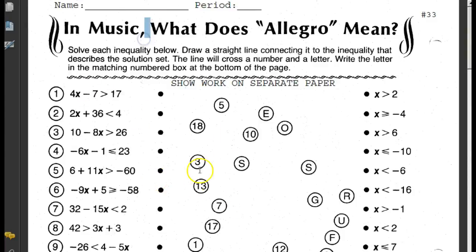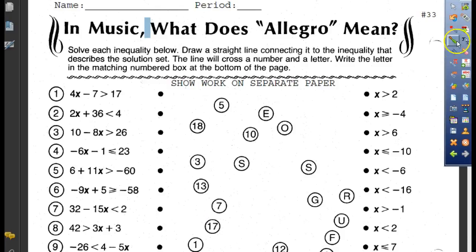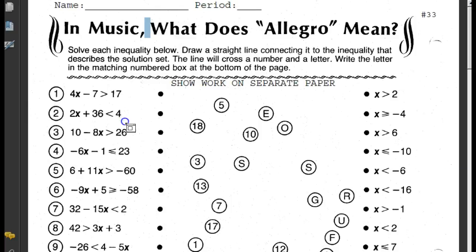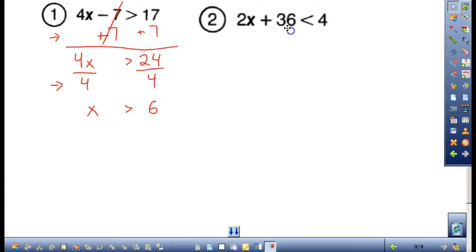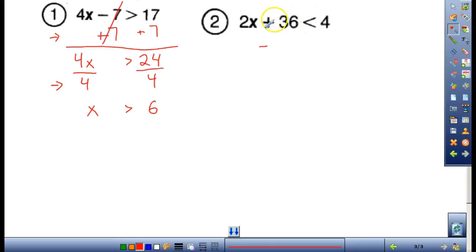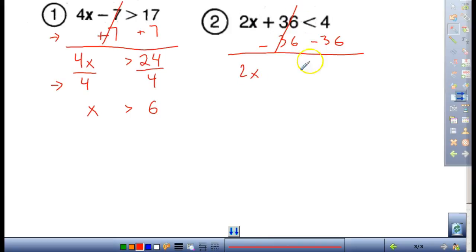All right, and then let's do just a few more. So number 2. So let's subtract. This is a plus 36. Let's subtract 36 both sides. There we go. So that equals 0. So 2 times what is going to be less than 4 minus 36. Now 36 minus 4 is 32. So 4 minus 36 would be negative 32.